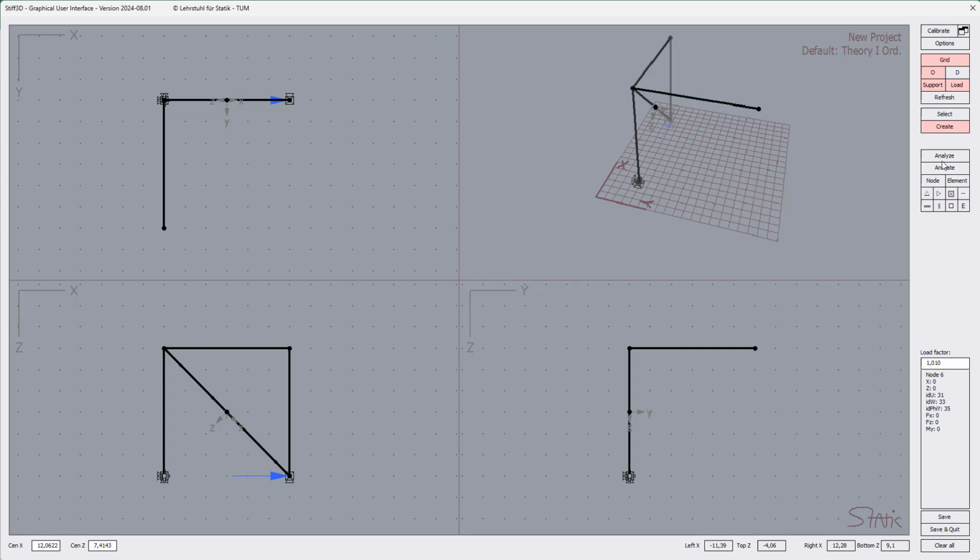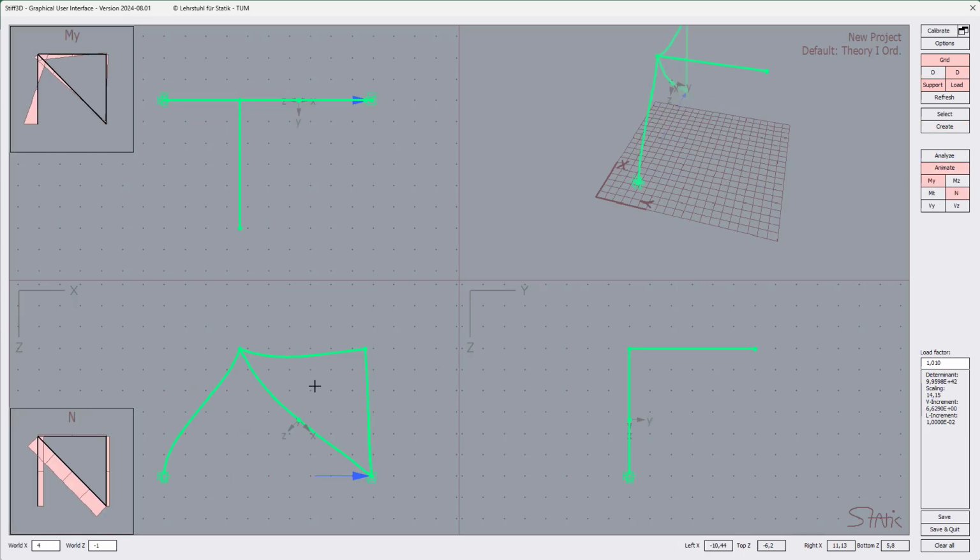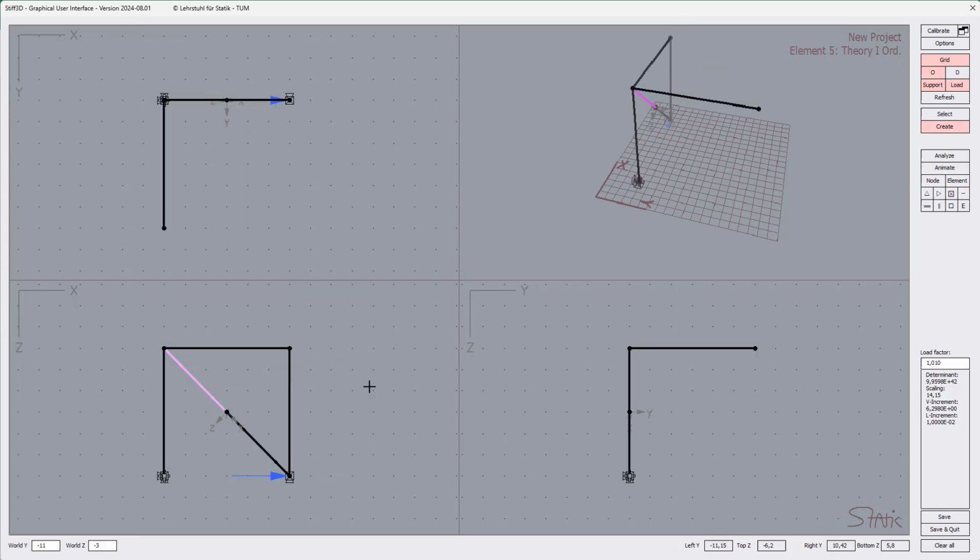So if we do the analysis now with these modified degrees of freedom with respect to this inclined orientation, you see nothing has changed. Here for this diagonal we still have this longitudinal force, and if you compare the bending moment here at the top left, you will see that we still have the same value. So much about that. Now we have to introduce the hinge, and that was this idea with the double node.